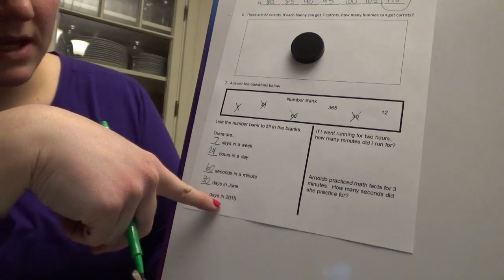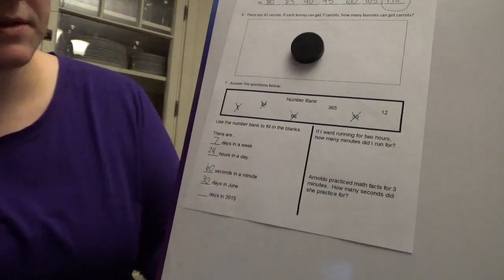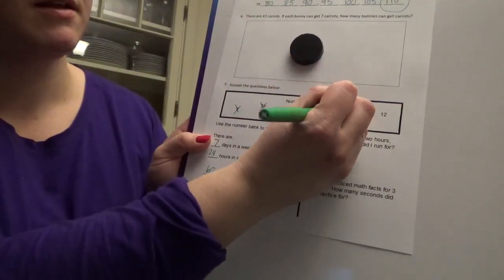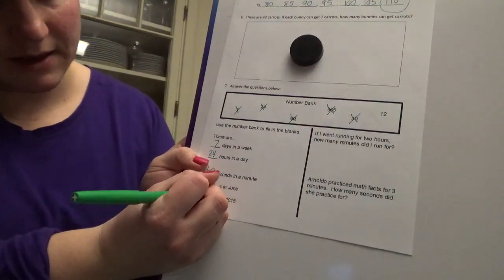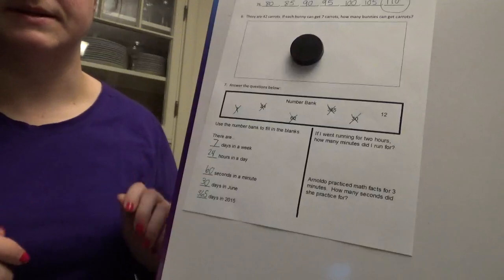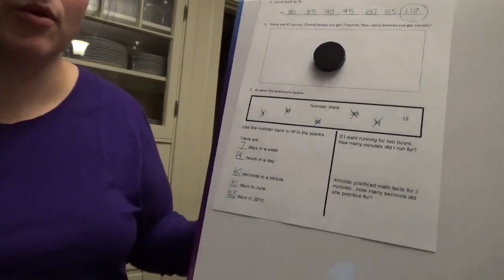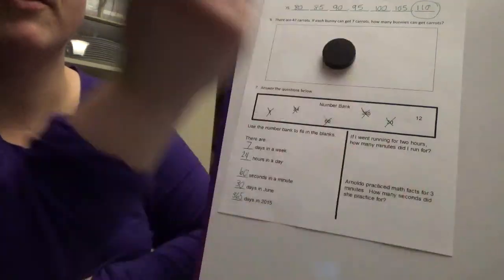Blank days in 2015. So that's days in an entire year. So that would represent 365. Awesome. Hopefully you got all those right. If you didn't, circle the ones that you need some more help with or more practice with. Now let's go over here to these problems.